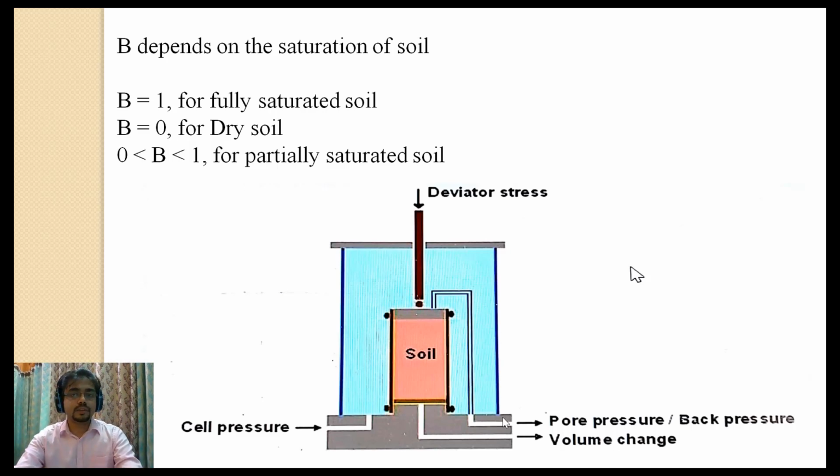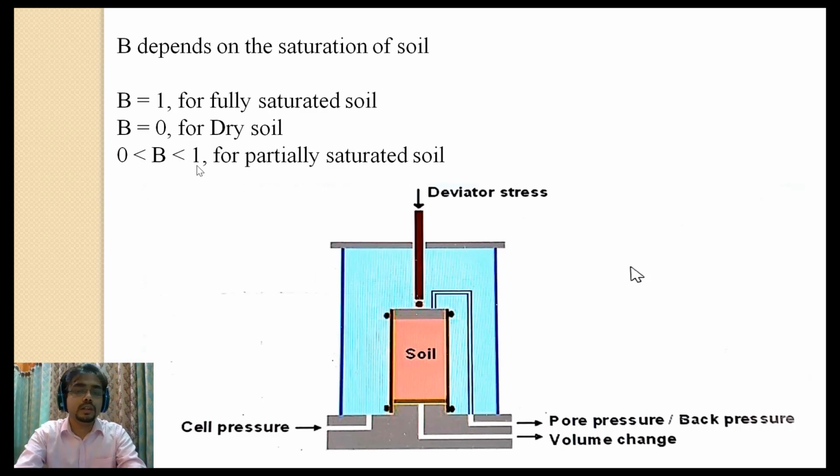So for the UU test, for the first stage, the drainage valve should be kept closed. That means unconsolidated, undrained. Unconsolidated means the drainage valve should be kept closed. So when the drainage valve is kept closed, if you are going to apply some cell pressure, some sigma 3, then due to that application of sigma 3, there will be some excess water pressure which is generated.